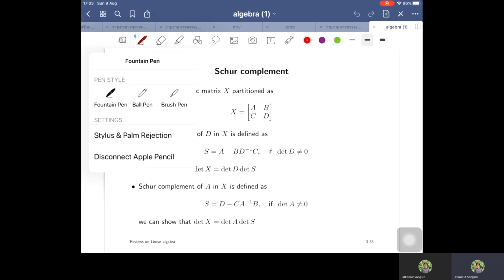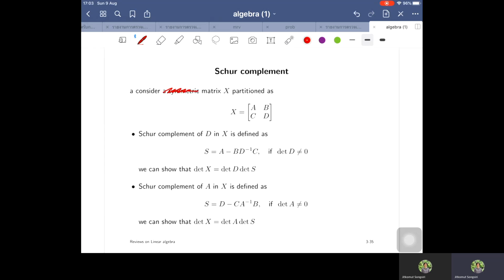Suppose you have a matrix X that is partitioned into 4 blocks A, B, C, D. Everyone should be familiar with the block notation. You can call this leading block A. Of course, this partition is B, this one is D, and certainly this is C.